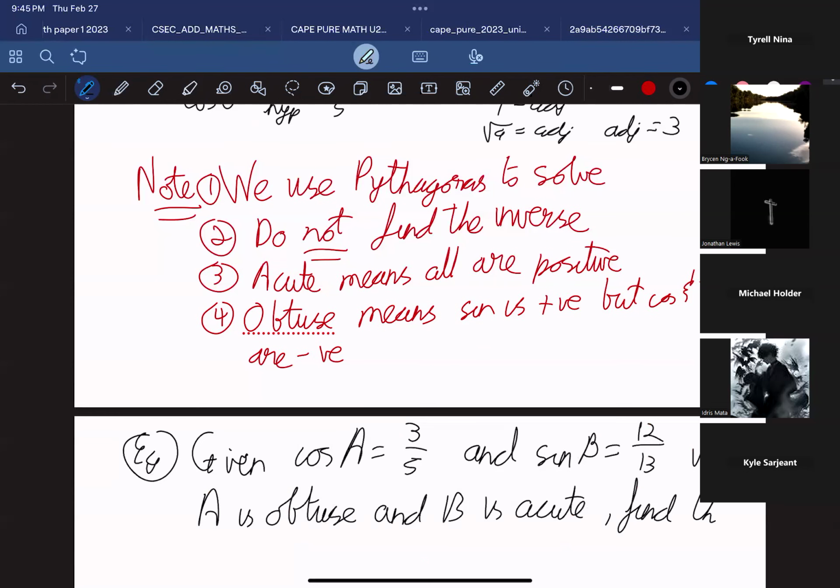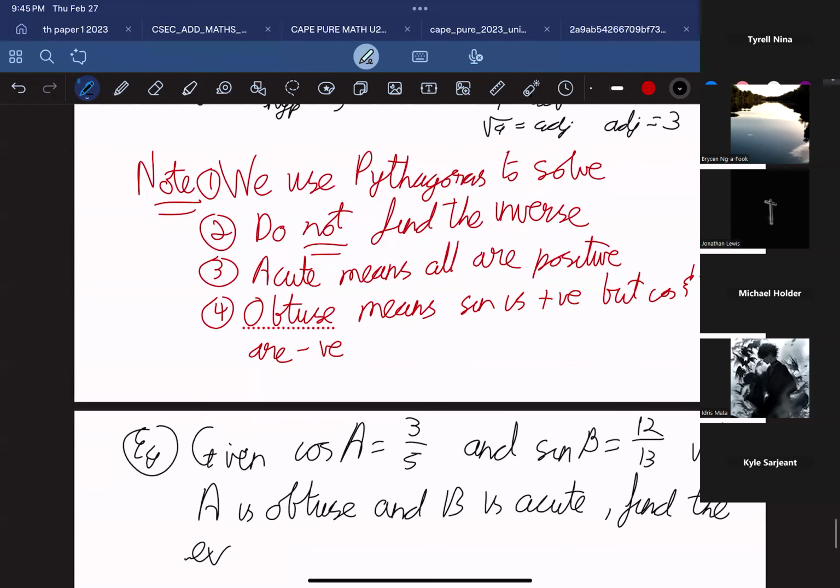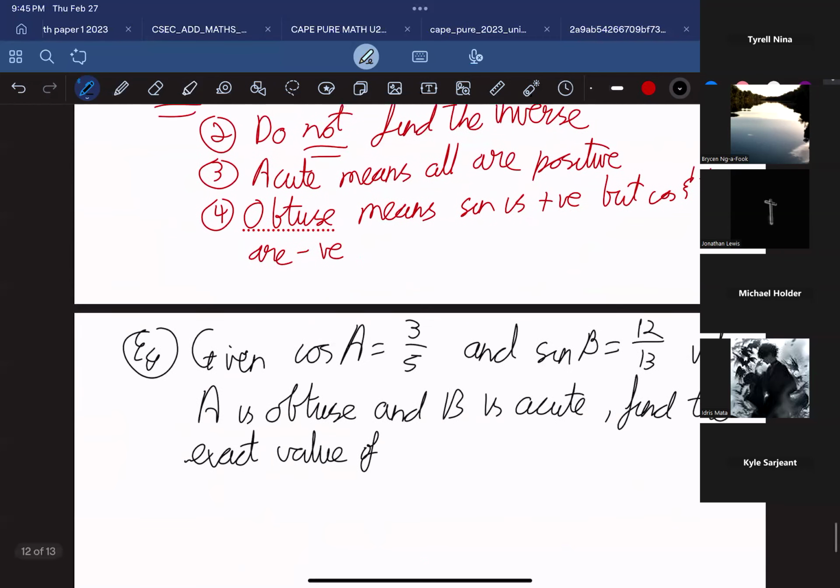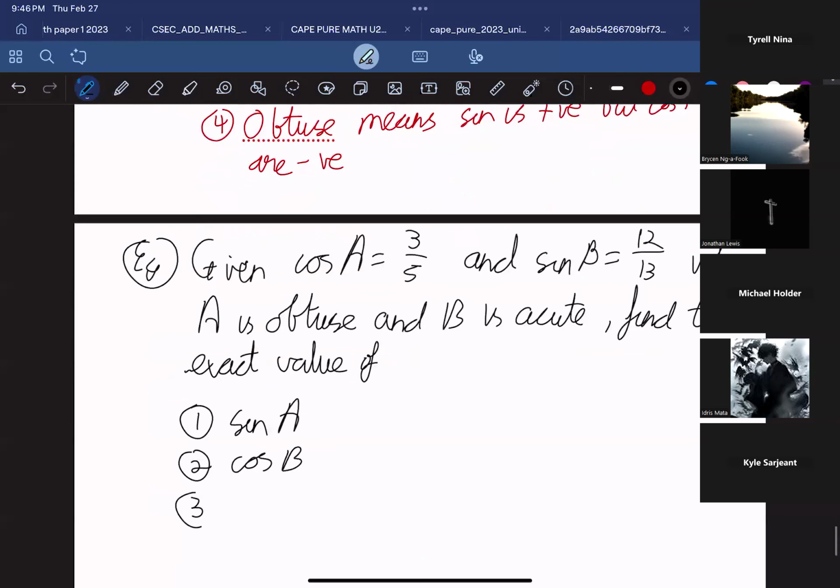Find the exact value of 1) sine A, 2) cos B, 3) sine of A plus B. Try that one, and then send me answers in the chat.